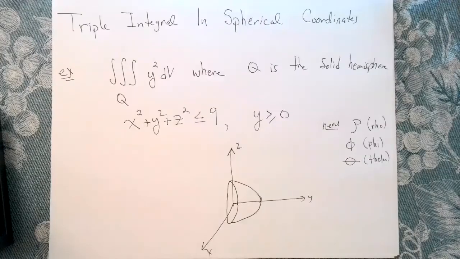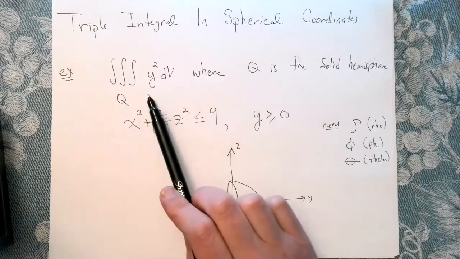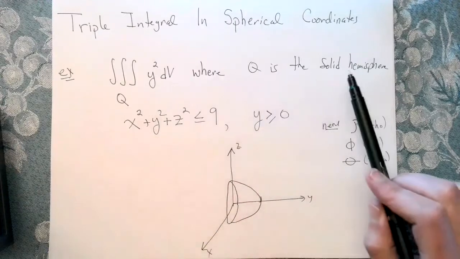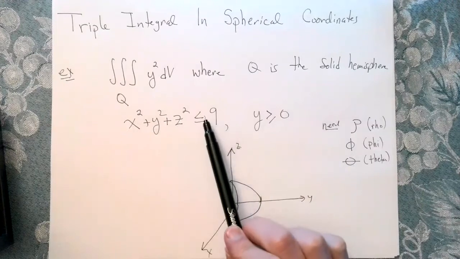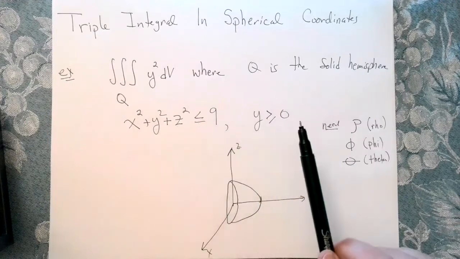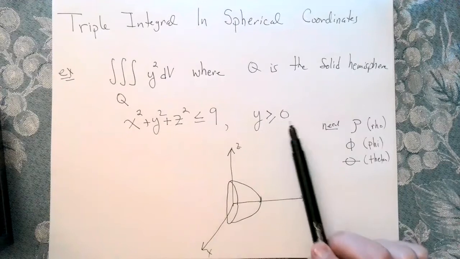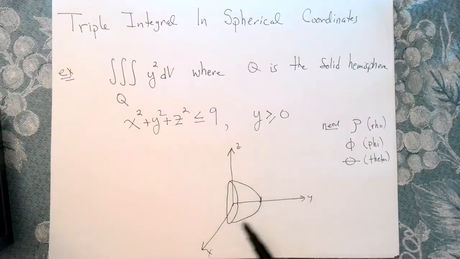Hey everybody, welcome back. Let's do a triple integral in spherical coordinates. So let's say we've got the triple integral over some solid Q of y squared dV, where Q is the solid hemisphere, x squared plus y squared plus z squared is less than or equal to 9, and y is strictly non-negative. So that's going to give us this portion right here.